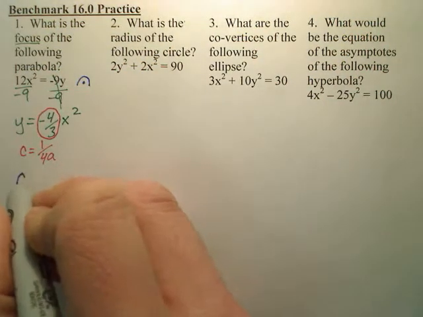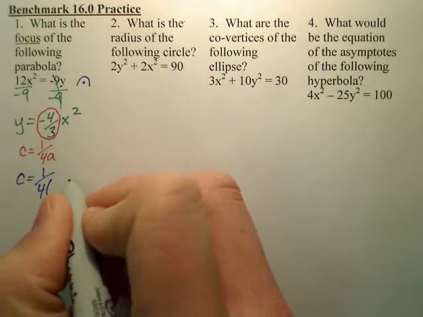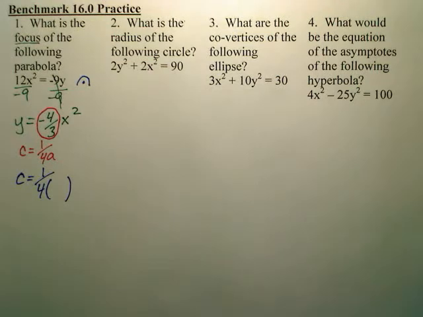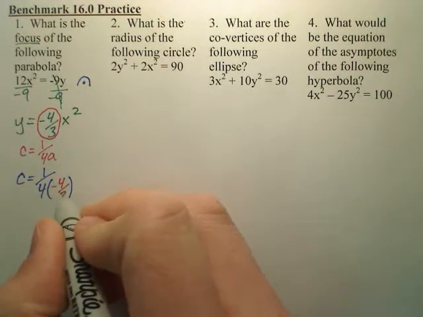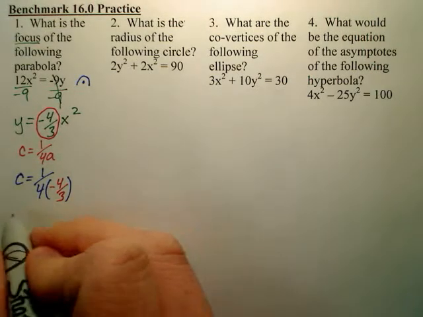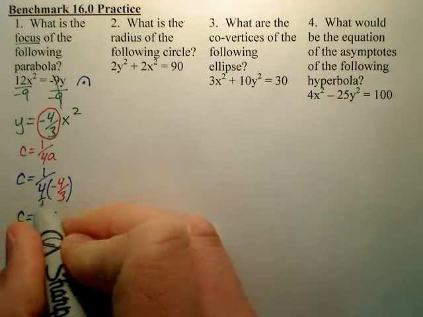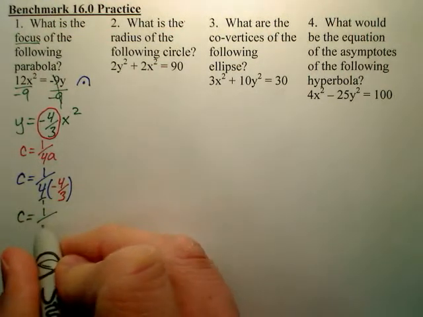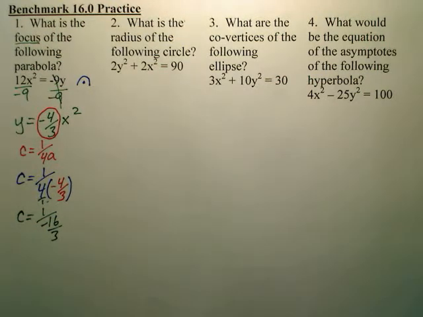So if we find the focus, it's 1 over 4 times, and what do we plug in there? Well, a looks like it's -4/3. So when we do the math there, we're going to get c equals 1 over, this is like over 1, so 4 times -4 is -16. 1 times 3 is 3.